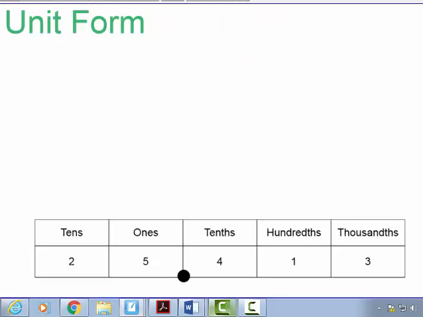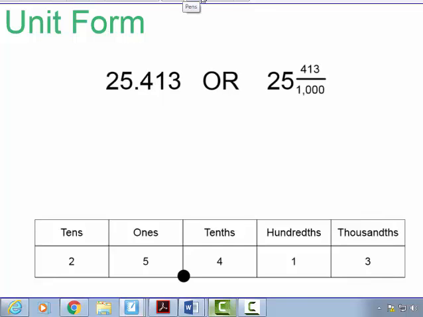Our second form is unit form. By reading our number, we can already see our decimal fraction. It's 25 and 413 thousandths. We also know that we can write this decimal as a mixed number using a fraction. So 25, our numerator is 413, just like we see in our digits over here. Our denominator is our place value. That's 1,000. 25 and 413 thousandths.